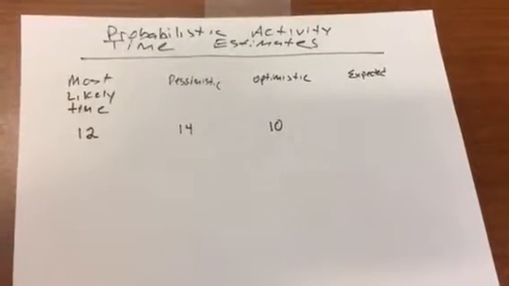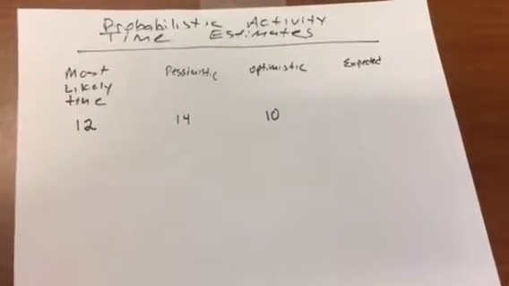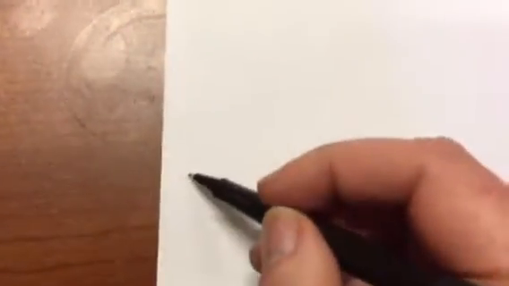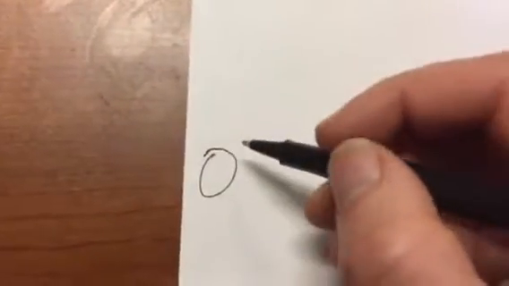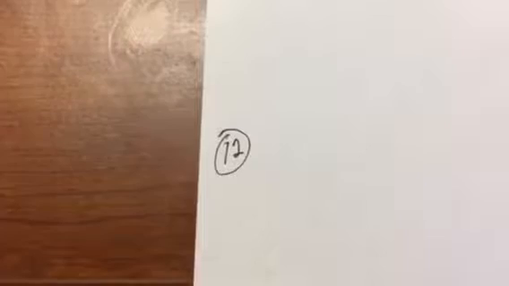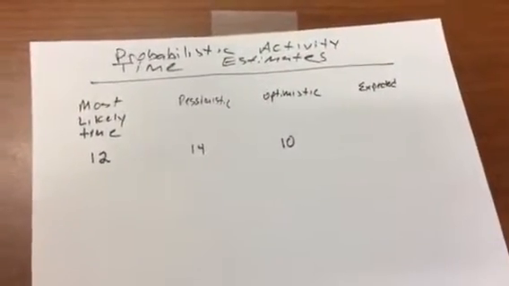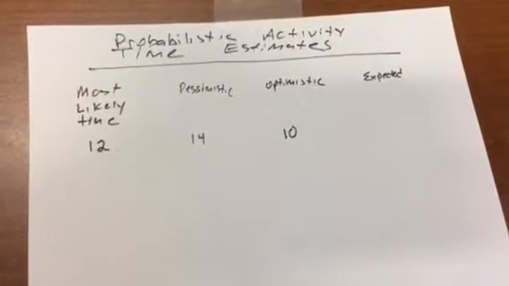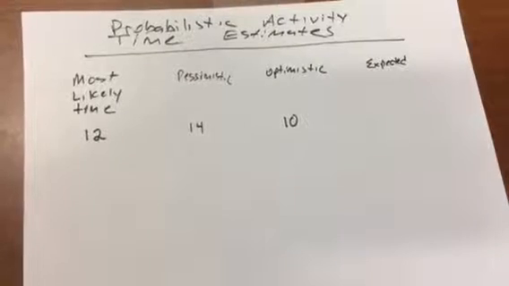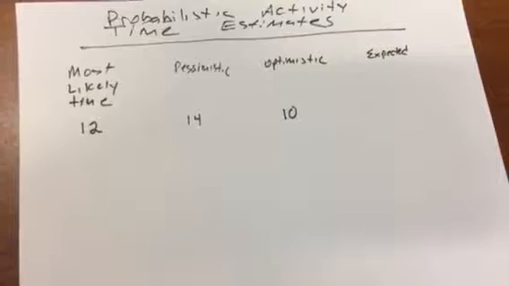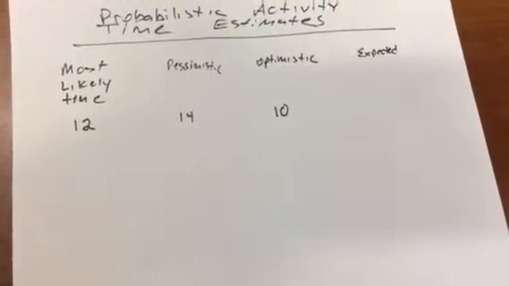All right, so let's say we've got an activity in a project. Typically we represent that with a circle or an activity node on a node diagram, and the most likely time for that activity is 12. Let's say that means 12 days, it doesn't really matter. So we've got a most likely estimate, a pessimistic estimate and an optimistic estimate, and you can see those are 14 and 10.